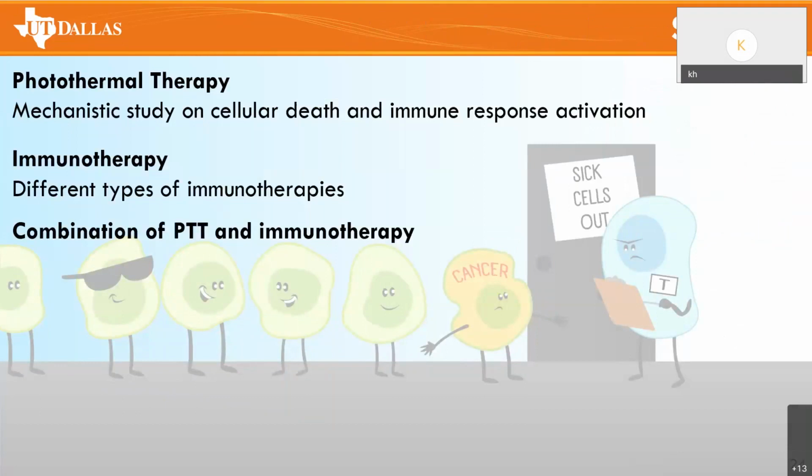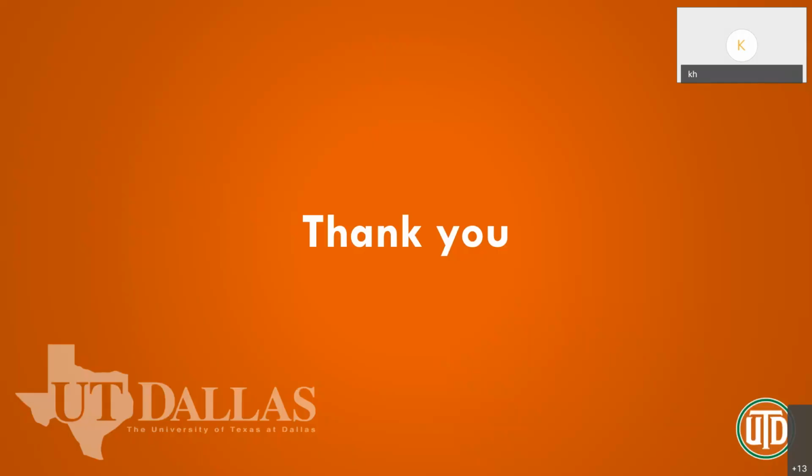So yeah, I hope that I was able to show how photothermal therapy works, and look at the cellular death and immune response activation of this method. And then I showed what immunotherapy is and what the different types of it are. And also I showed how the combination of these two strategies together has a significant effect in metastasis inhibition treatment. That's all. Thank you. If you have any questions, I would be happy to answer.